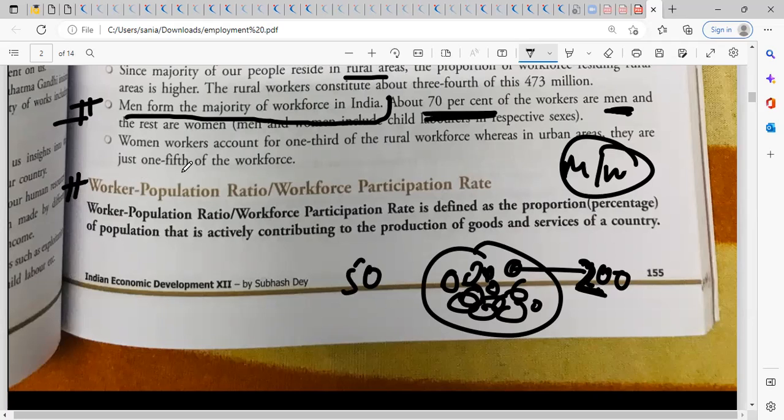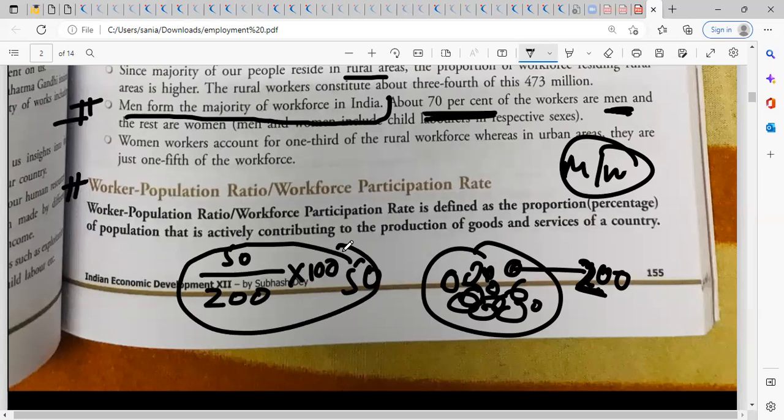If I ask you what the worker population ratio is, you will say, ma'am, the total is 200 but only 50 are working. The ratio is basically the percentage, so you multiply by 100. First we will understand the definition. The worker population ratio or workforce participation rate is defined as the proportion or percentage of a population that is actively contributing to the production of goods and services of a country. Out of the entire 200 people, only 50 are contributing to production.